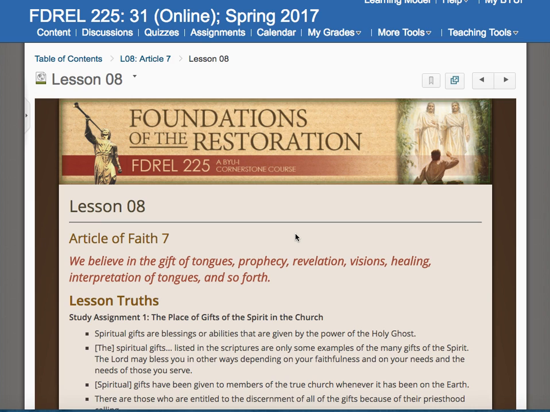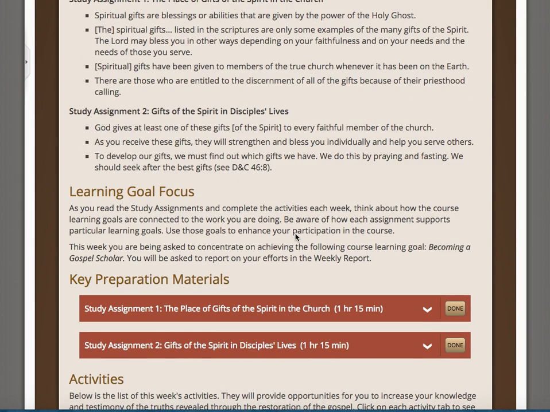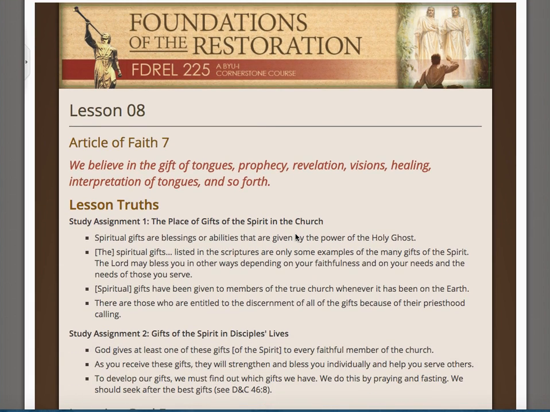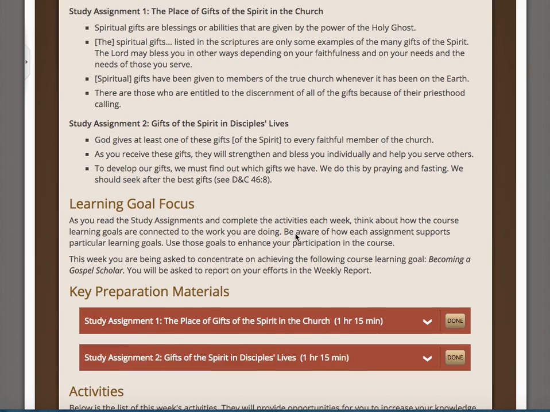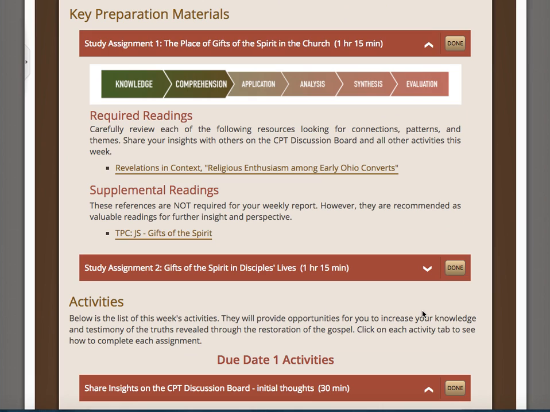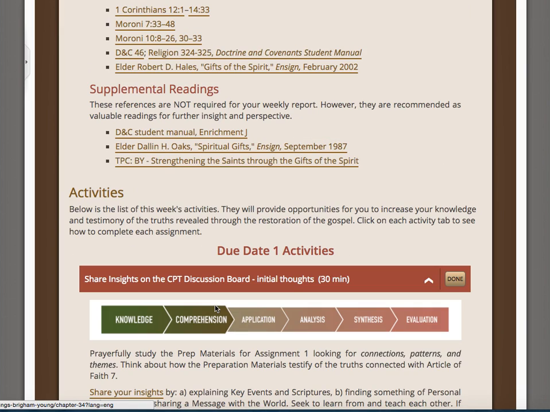I'm not going to spend a lot of time on the first part of this because it's just repeat stuff and you can read it. But of course you have your lesson truths for these articles of faith, article of faith number 7. And then you have your key study materials. Required readings, this was basically just a paper, and so you've got these others within the scriptures, and then an Elder's health talk and a religion manual reading. And of course, your supplementary material.